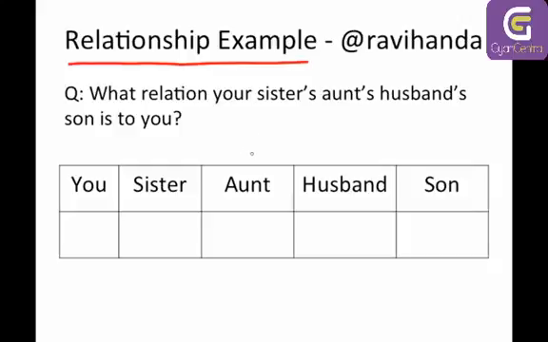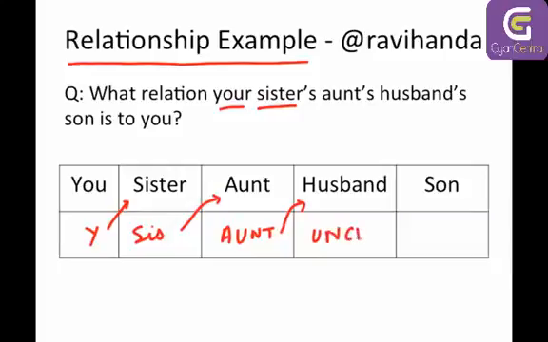These types of questions are best solved if you can just spot the relationship between consecutive terms. What I'm saying is this. You are related to you as, let's just say, start with a U. Then your sister is actually your sister. Your sister's aunt is who to you? Your sister's aunt is your aunt as well. Then your aunt's husband, who is he to you? Your aunt's husband is your uncle. Your uncle's son, who is your uncle's son to you? Your uncle's son is your cousin.